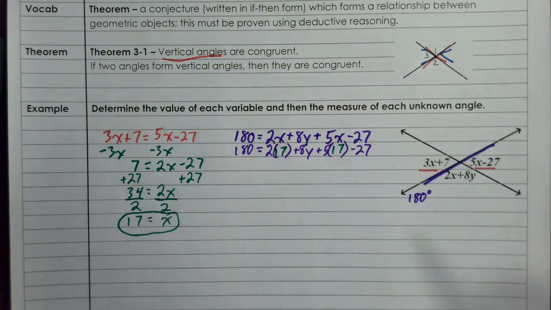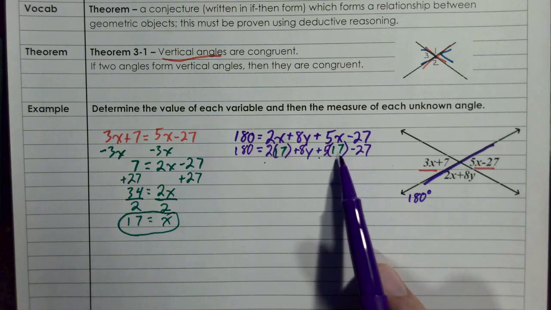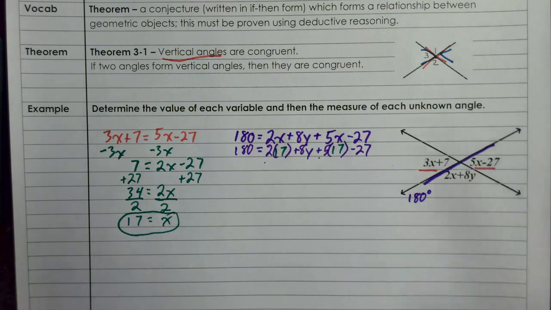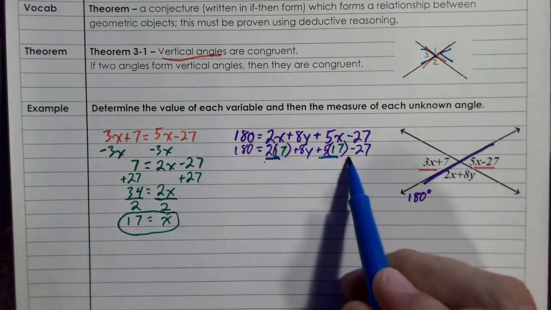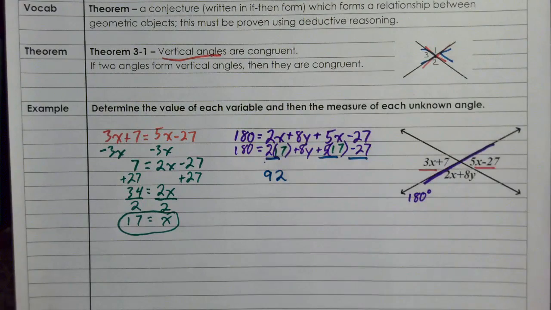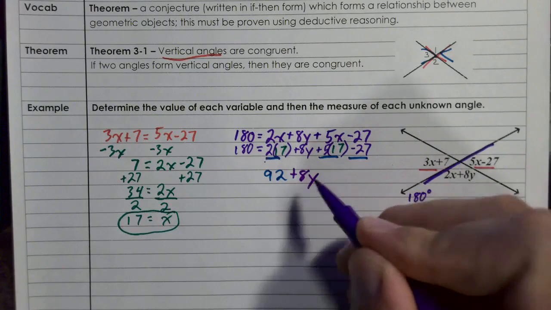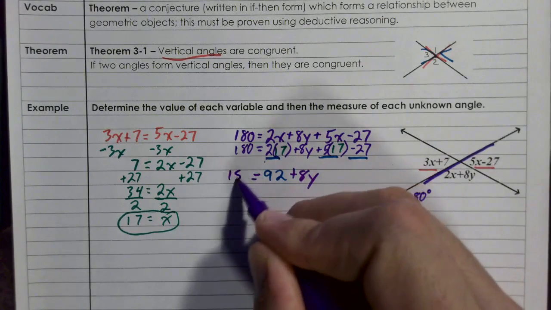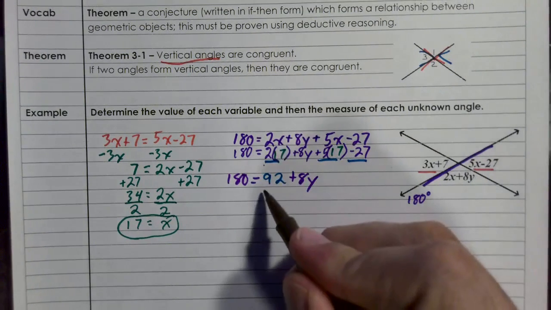So now I just need to simplify that down. I'm going to do 2 times 17 plus 5 times 17 minus 27. I'm just going to put that in my calculator. So all these things together end up being 92. And then we still got our plus 8y equals 180. Okay, that's a neater equation that I should be able to solve. So I'll go ahead and solve that.